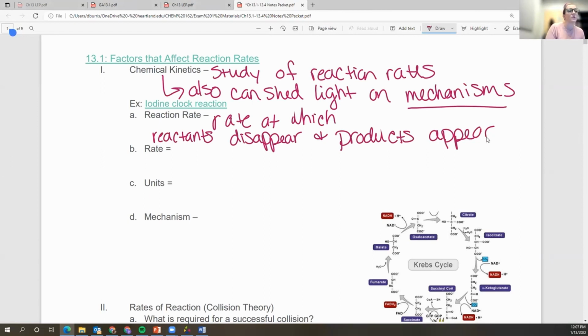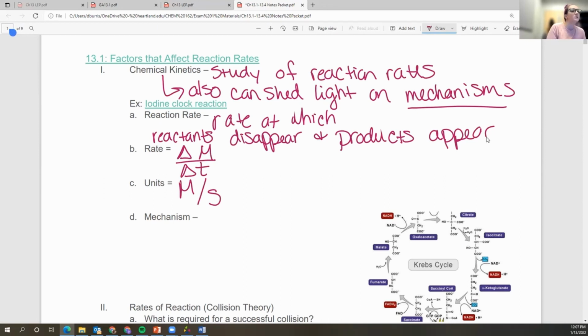So essentially, if we're wanting things to be produced and things to be used up, the rate is gonna be the change in the molarity, because it's usually for solutions, over the change in time, okay? So concentration over time. So the units for rate are usually going to be molarity per second or molarity per minute, or depends on how fast the reaction happens, right? So you're usually gonna see molarity per second.